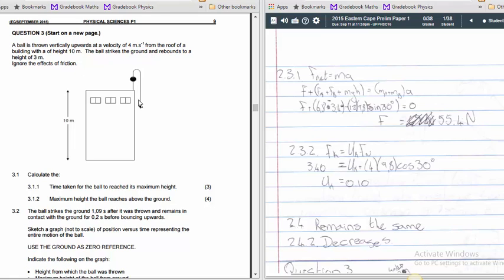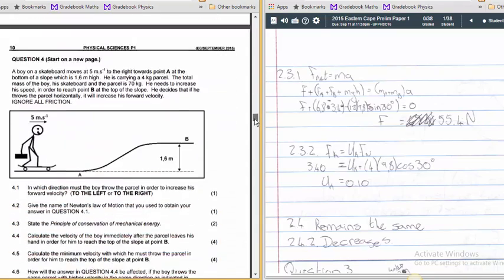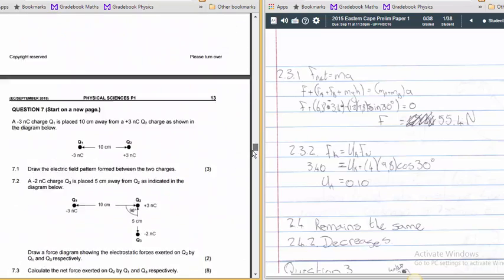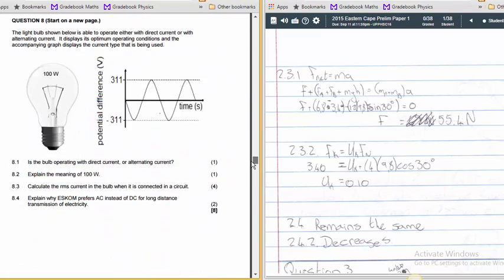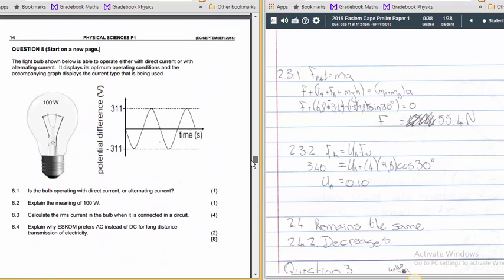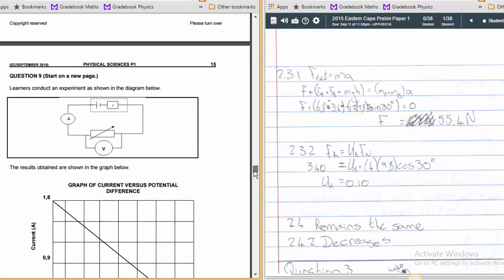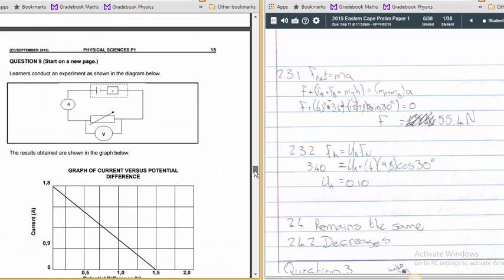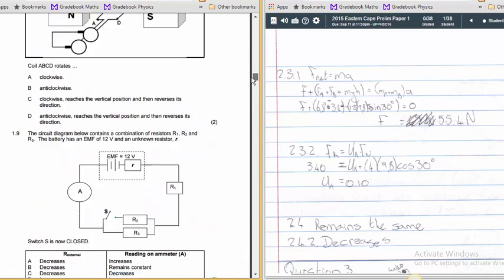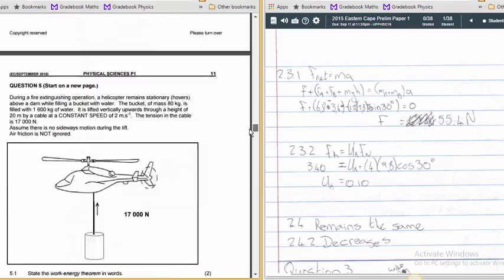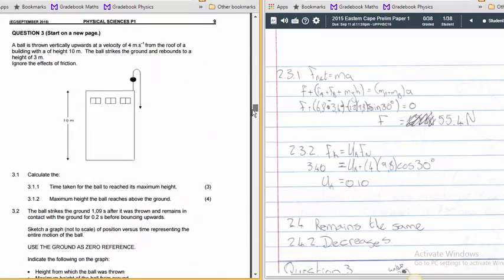You start with a Newton question, then your vertical projection, then your momentum, then your Doppler effect, your energy question, then electricity, then your static electricity question. After static electricity, your AC/DC motor generators question, and then your last question is usually your photoelectric effect. So that's the normal standard for a question paper. Let's go then to question 3, which is our vertical projection.